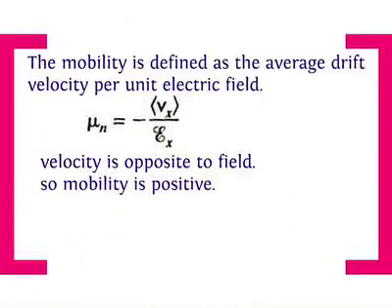Okay, so as I said before, the mobility, another way to look at it, is defined as the average drift velocity per unit electric field, as we just derived. Velocity is opposite to the field, so mobility is always positive. Mobility is always positive. But keep the signs in mind. I ignored all of them in this derivation. As long as you're aware of how they are moving, it's okay.